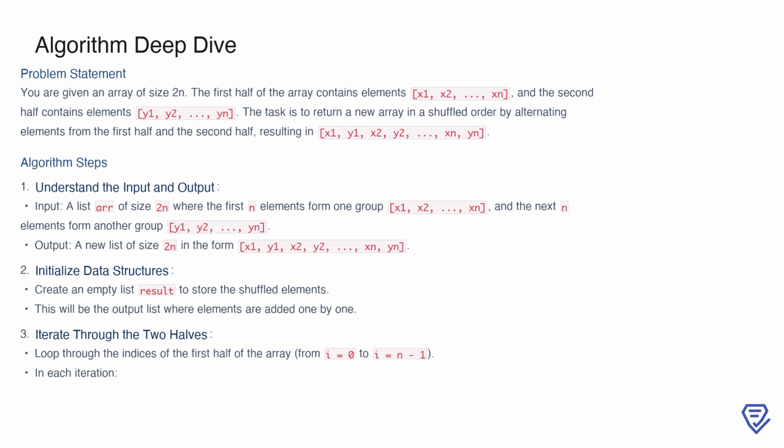To implement this, we first initialize an empty list called result to store the shuffled elements. This list will dynamically grow as we append elements one by one. Then, we loop through the indices of the first half of the array, which range from i equals 0 to i equals n-1. During each iteration of this loop, we will alternate between elements from the two halves of the array to build the result step by step.